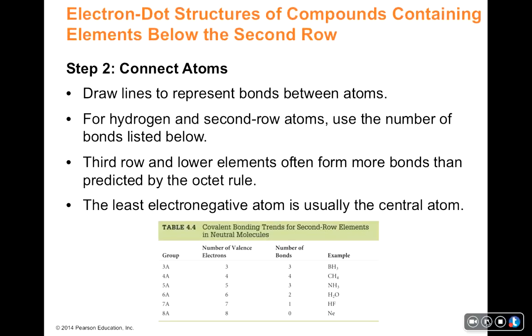Step 2 is to connect the atoms. So we draw lines to represent bonds between the atoms. For hydrogen and second row atoms, we use the number of bonds that you see below. I mentioned this already before.